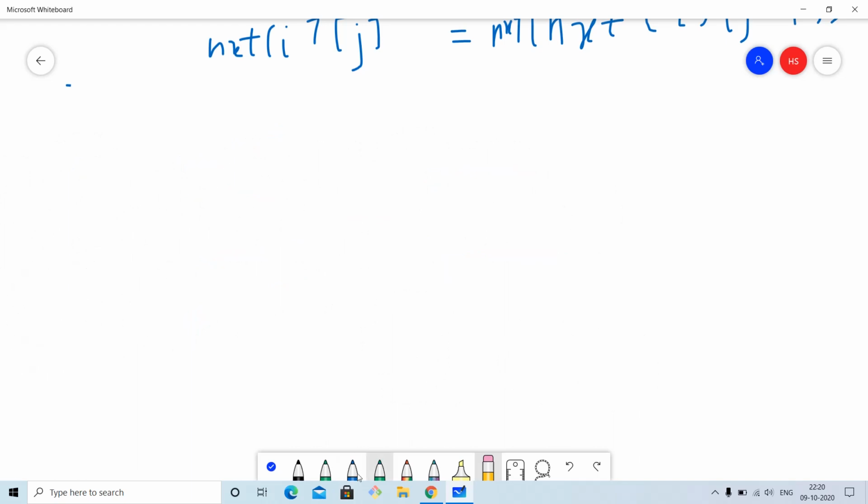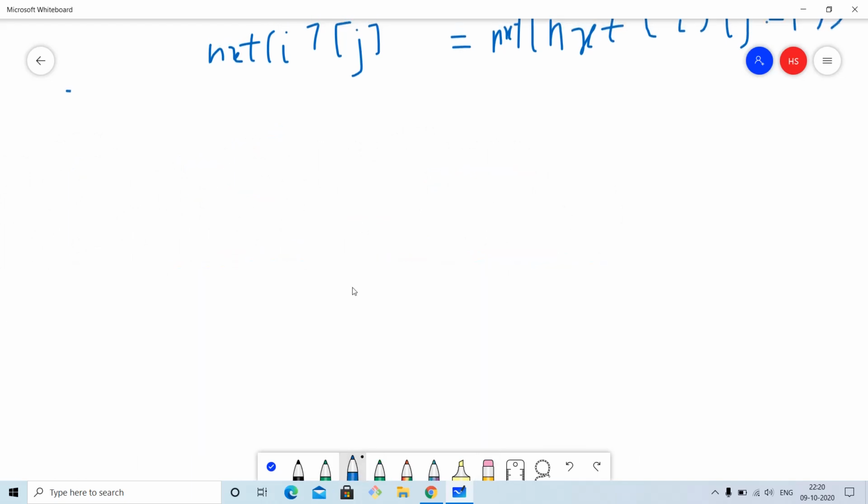So what is next ij? Let us take this is our length, and this is our middle, right? So next ij will be after this length, this position, right? This position. So next ij starting from this index will be next.